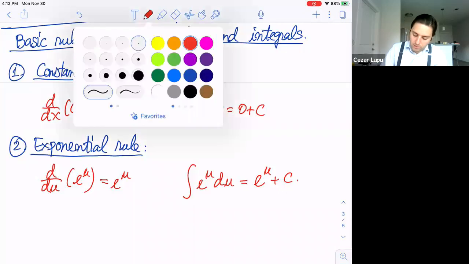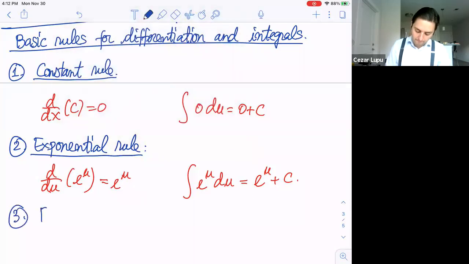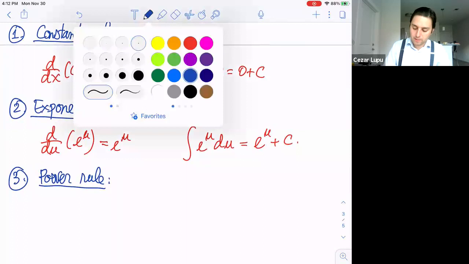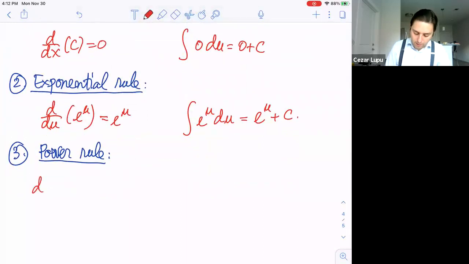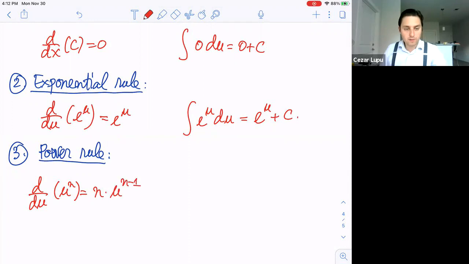On the other hand, we can also have the power rule. And the power rule will be something like this. If we differentiate u to the power n, this is nothing else than n times u to the power n minus 1. So we know this already. But now if we want to integrate u to the power n du, we have to look for a function such that differentiated, it will give me u to the power n. And that function will be what? Well, we have to be careful here, and I'm going to put it like this.